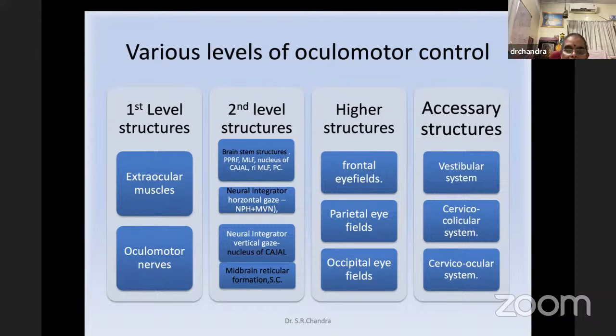And these are linked to the alerting system, that is the reticular formation and superior colliculus for novel target. I said unanticipated target or novel target recognition is by the superior colliculus. So that is the second level structures. Third level is cortex. That is the frontal eye field, parietal eye field, and occipital eye field. And accessory structures, they are the vestibular system. They give information regarding the basal position of the eye so that it is corrected. Then the cervico-collicular system and cervico-ocular system. So these are the various levels in very brief.